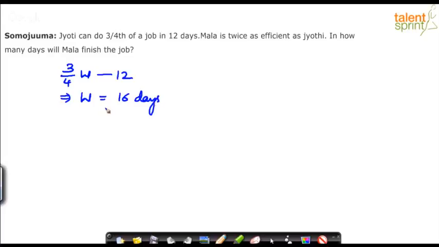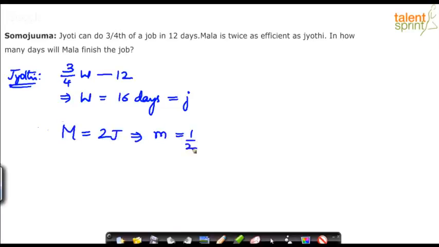16 days. This is the number of days required by Jyoti. 3/4 of the work in 12 days, so complete work in how many days? 16 days. Mala is twice as efficient as Jyoti. What does that mean? Mala's capacity is twice the capacity of Jyoti. That implies the number of days required by Mala will be half of the number of days required by Jyoti. We generally keep Jyoti's days as small j, and follow the same convention here. Half of 16 is 8 days.